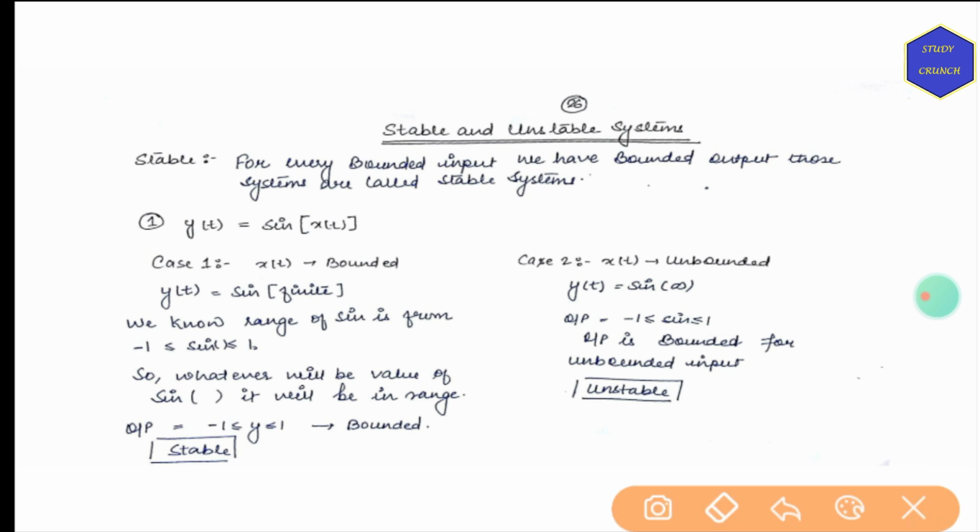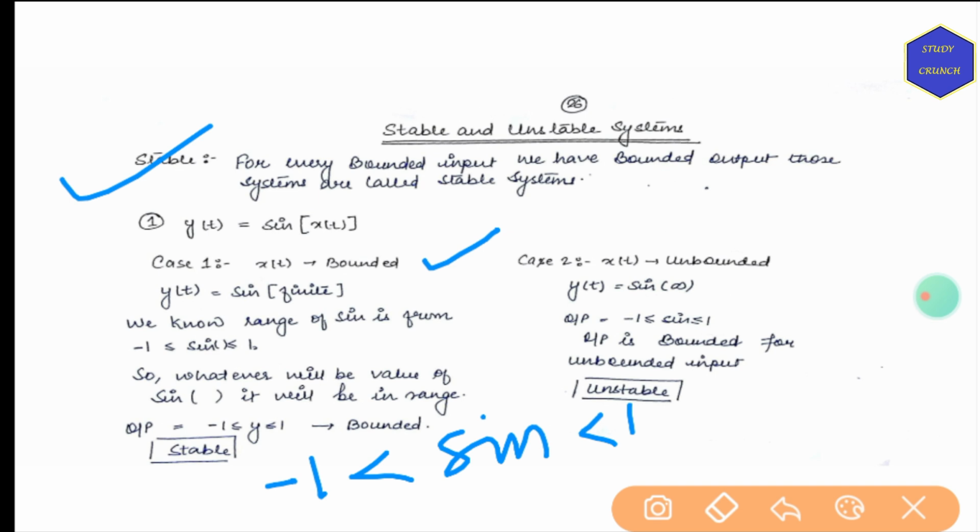Next, let's start with stable and unstable systems. Stable systems are the systems which have, for every bounded input, a bounded output, like sine of x(t). We know that sine of x(t) is bounded as it will be ranging from -1 to 1. So whatever the value, it will be in this range, so it is bounded, that is stable. Another case can be if we have sine infinity, it is an unbounded output, so it is unstable.